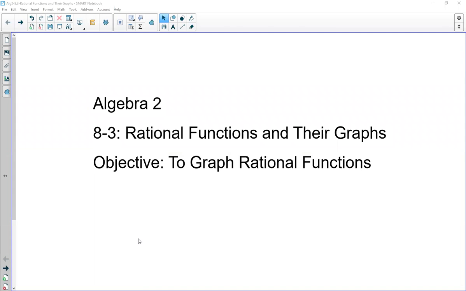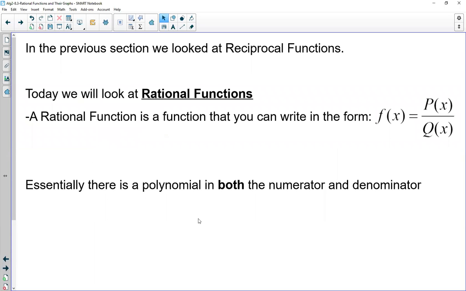Today we're going to be looking at 8-3, rational functions and their graphs. Today our objective is to graph rational functions. Let's go ahead and get started. So in the previous section we looked at reciprocal functions. Today we're going to look at rational functions.